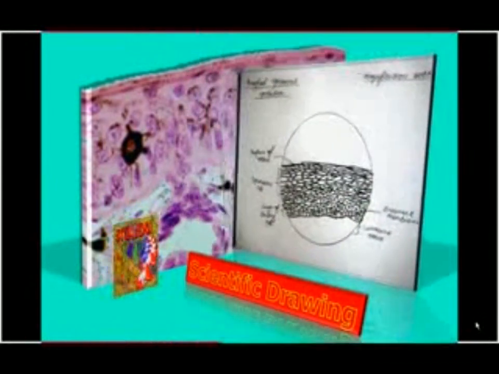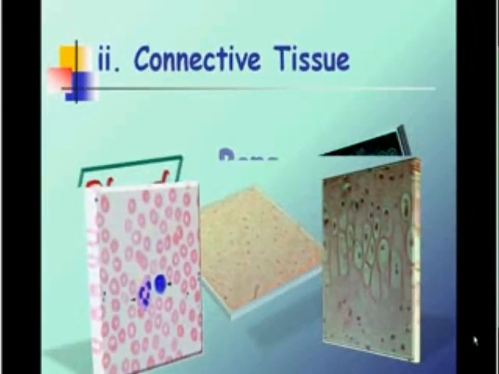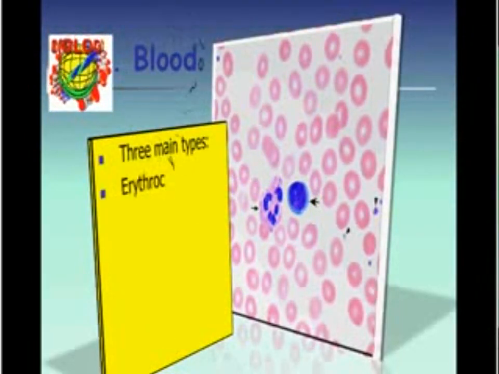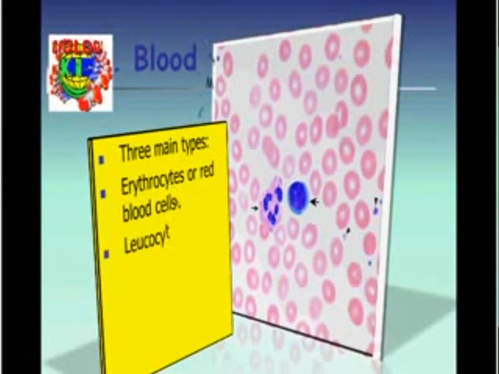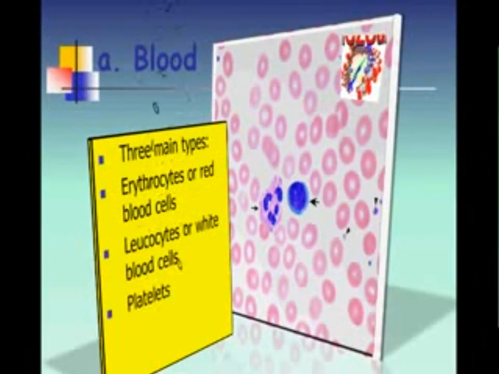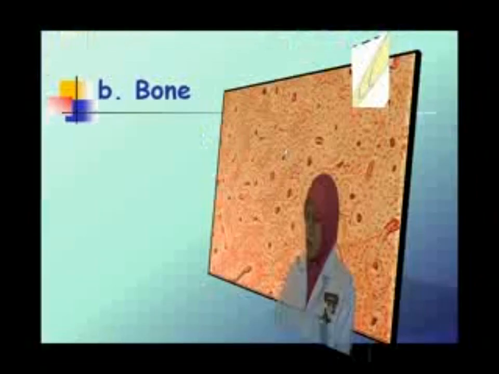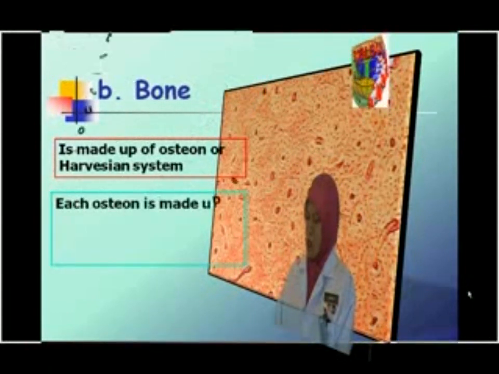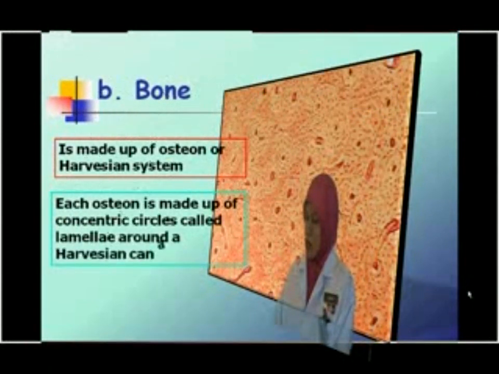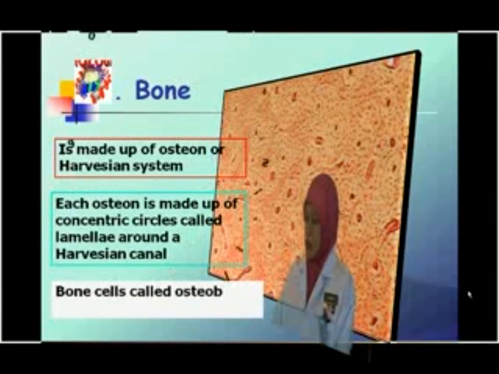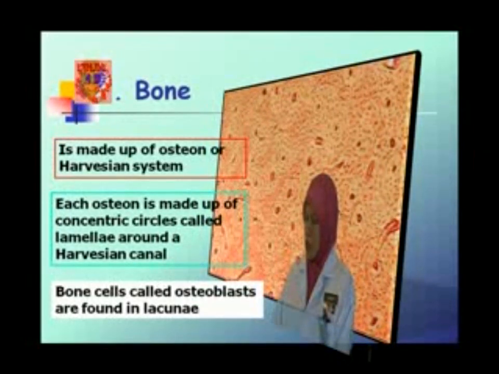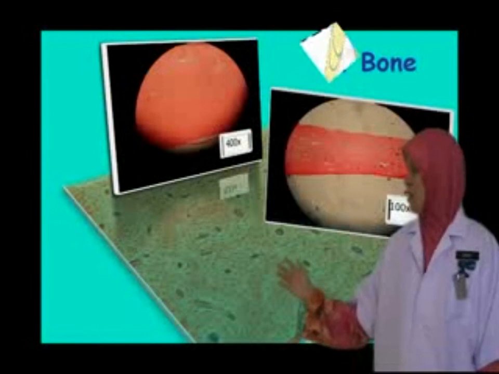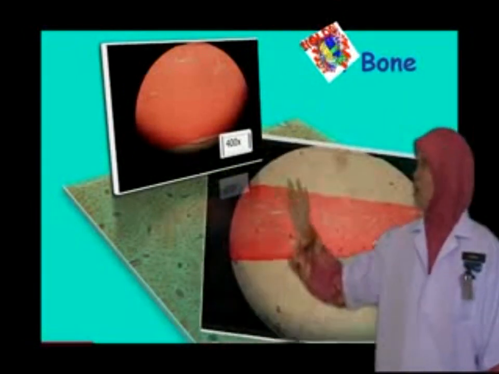Scientific drawings. Connective tissue: blood, bone, cartilage. Blood. Three main types: erythrocytes or red blood cells, leukocytes or white blood cells, thrombocytes or platelets. Bone is made up of osteons or Haversian systems. Each osteon is made up of concentric circles called lamellae around a Haversian canal. Bone cells called osteoblasts are found in lacunae. 40 times, 100 times, 400 times.